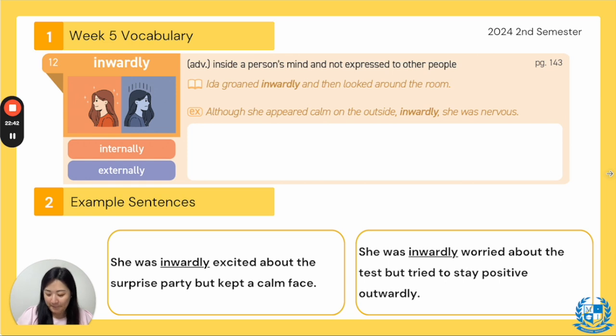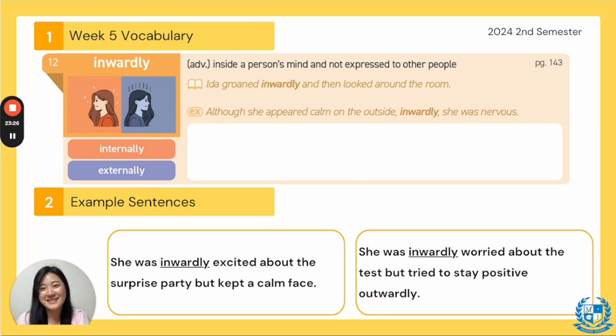Wrought up. Number 12, everyone say inwardly. Inwardly. The synonym is internally, inside, and the antonym is externally, outside. It's an adverb and it means inside a person's mind and not expressed to other people. So I'm just thinking it to myself but not telling others. In the novel, it says, Ida groaned inwardly and then looked around the room. So did she actually go, ugh, and groan? She groaned inwardly, so she was just thinking it.